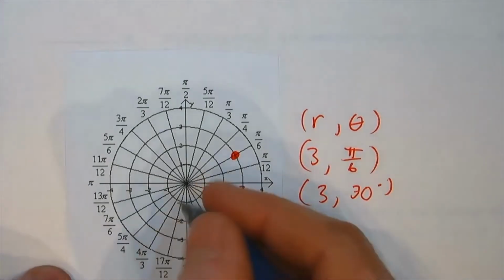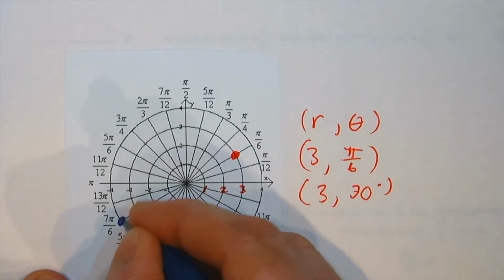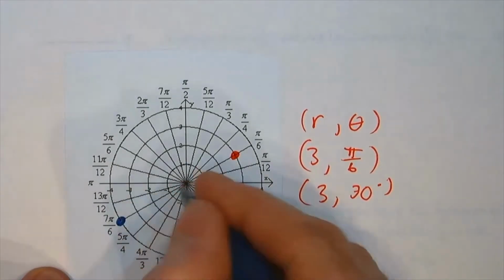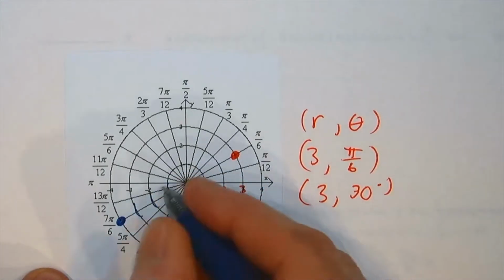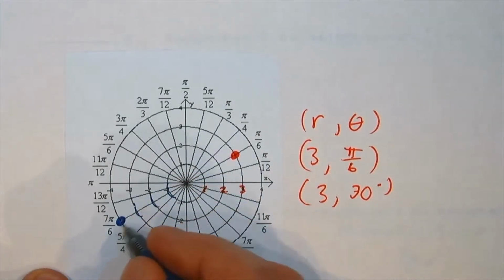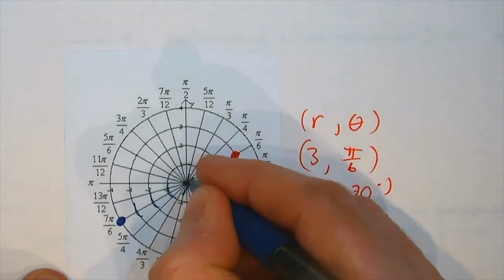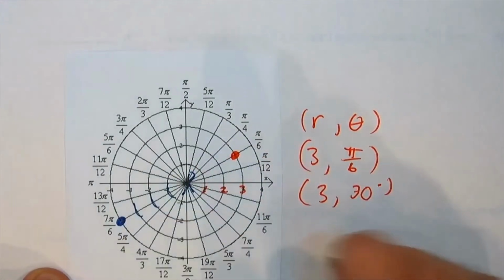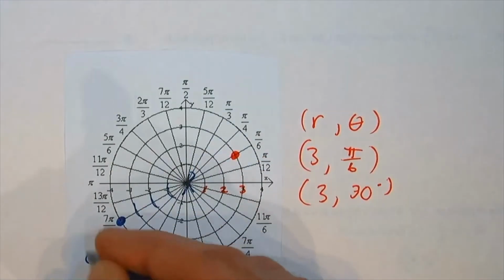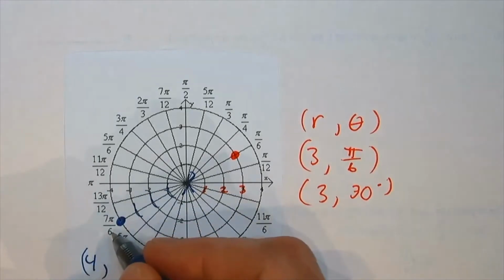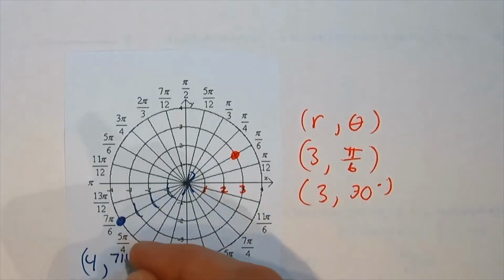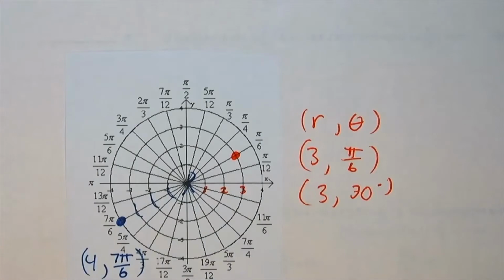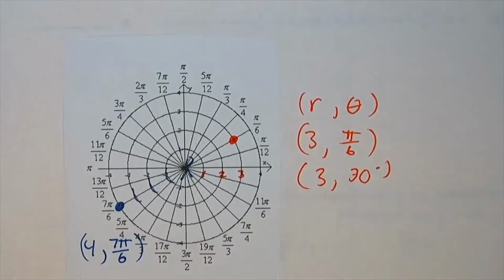Okay, let's try another dot. Let's try one way over here. Okay, so I would say, let's see, that's 1, 2, 3. It's 4 miles away. Here comes a UFO. And here I am at the center. And it's 4 miles away. So this point over here is 4. And the angle, well, 7 pi over 6, or 210 degrees. See, that's not too hard.